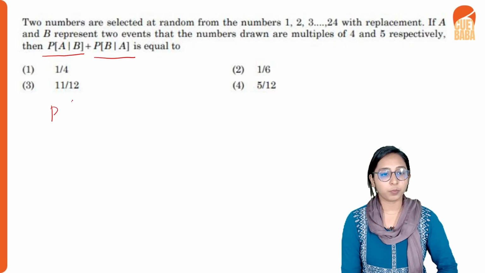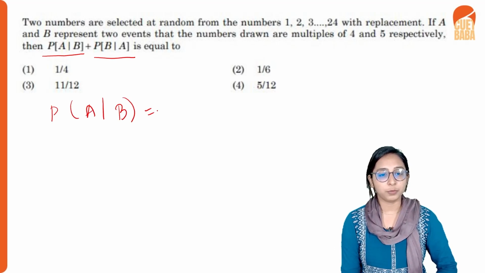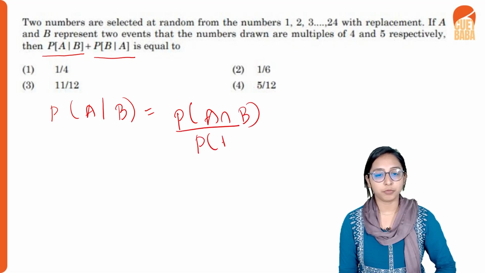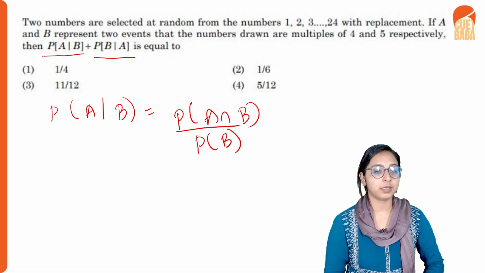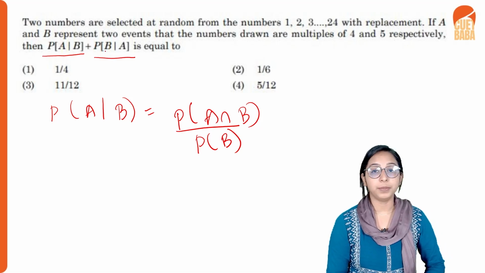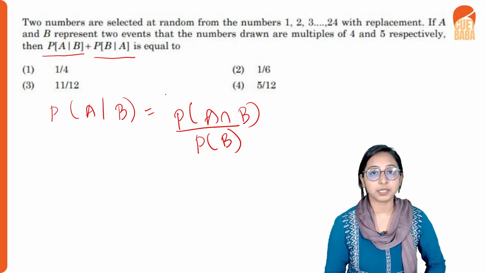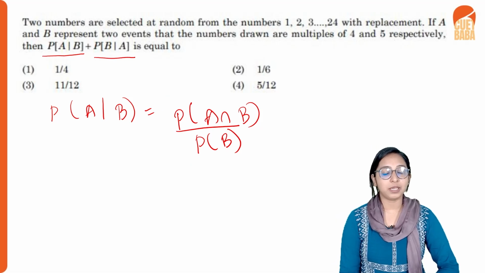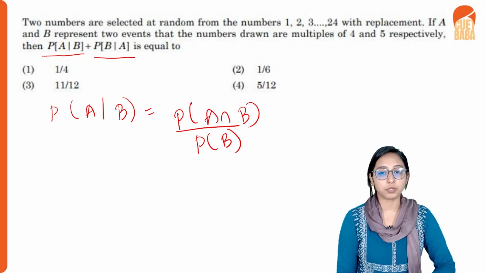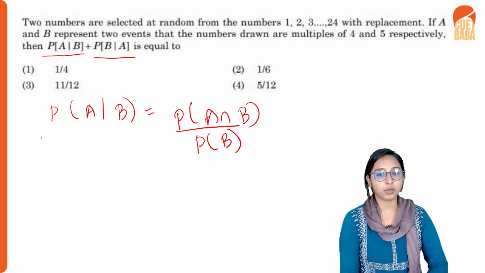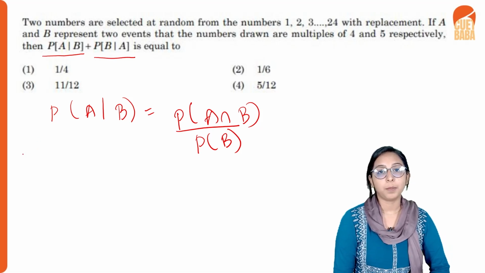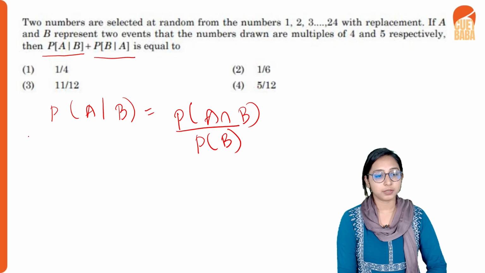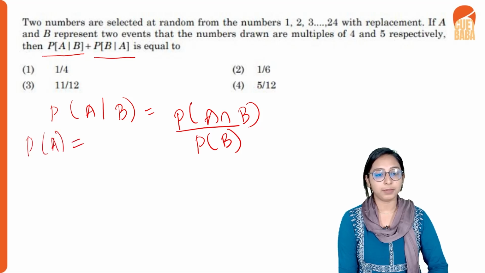So the equation to find probability of A given B will be equal to probability of A intersection B divided by probability of B. And similarly for finding the probability of B given A, the equation will be probability of B given A is equal to probability of A intersection B divided by probability of A. So here A and B are two events such that the numbers drawn are multiples of 4 and 5. So till 24, how many numbers are there of multiples of 4 and 5 we have to find out. Hence, by finding probability of A.